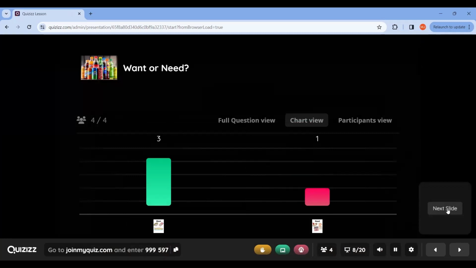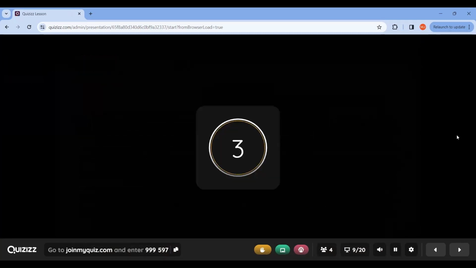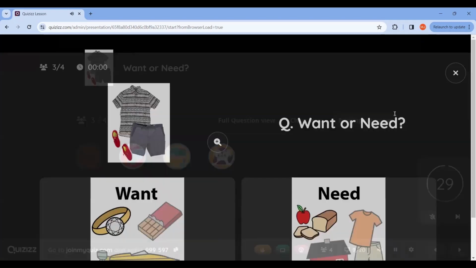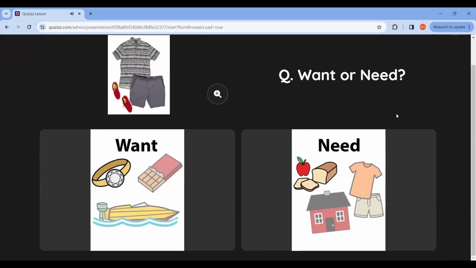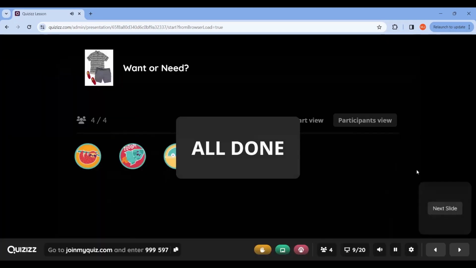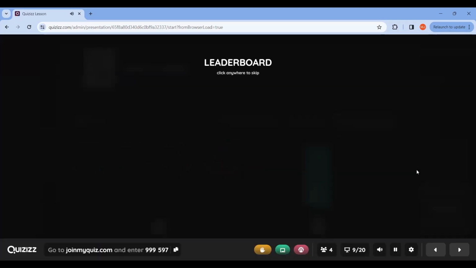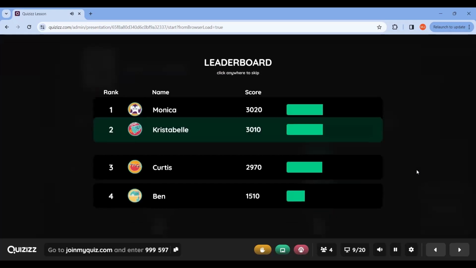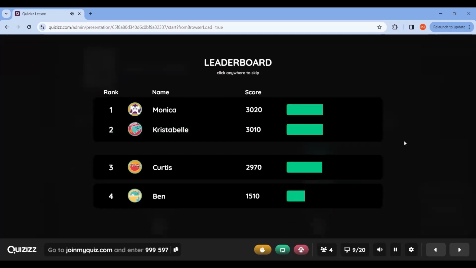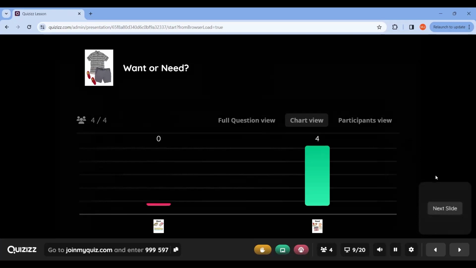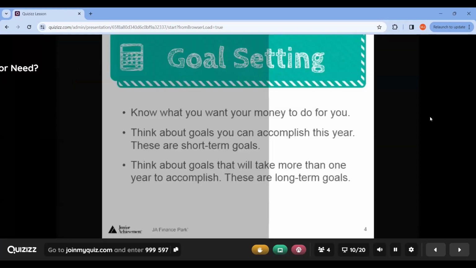So yeah, want versus need. So want or need. So yeah, needs. So you need clothing, right?